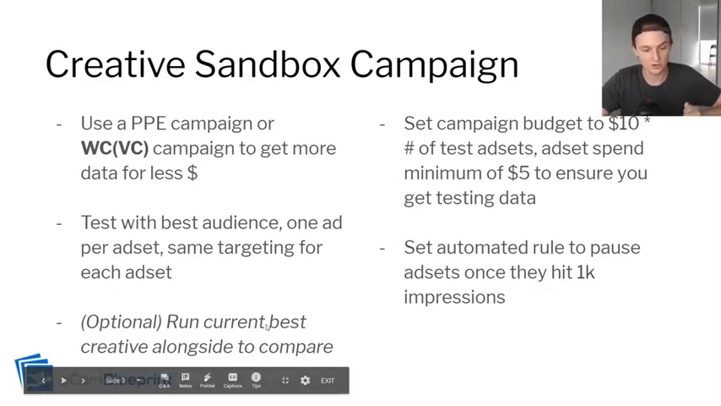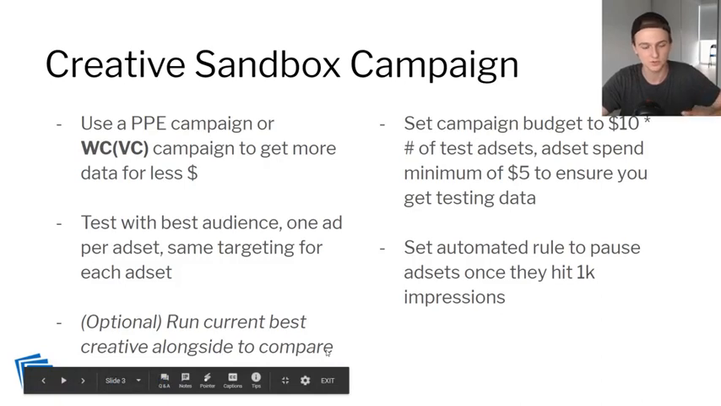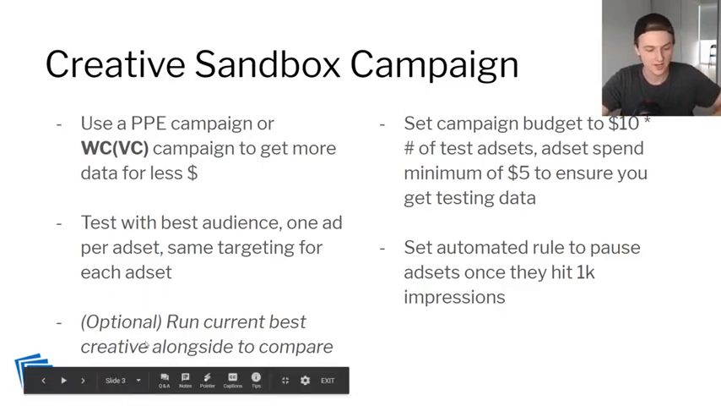Optionally, you can run your current best creative alongside to compare, right? So this is called a control ad set. So if you're running a test with like 5 ad sets, you want to have one ad set that's a control ad set, which is your current best ad set. This is what you're going to compare the performance relative to, right? Is it doing better or worse than your control ad set? You don't necessarily need this if you're just trying to see which ad is the best out of like 3 ads. But if you want to see if an ad is better than your current best ad, then it helps to run your current best creative alongside.